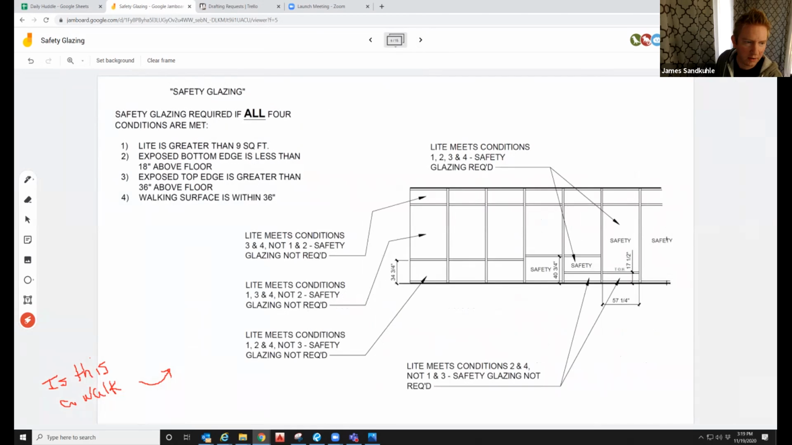So each light, these didn't need safety glazing because the light meets conditions 3 and 4, not 1 and 2. This light meets 1, 3, and 4, not 2, and so forth. The ones that do require safety glazing meet conditions 1, 2, 3, and 4. So safety glazing required. All right, any questions on that?